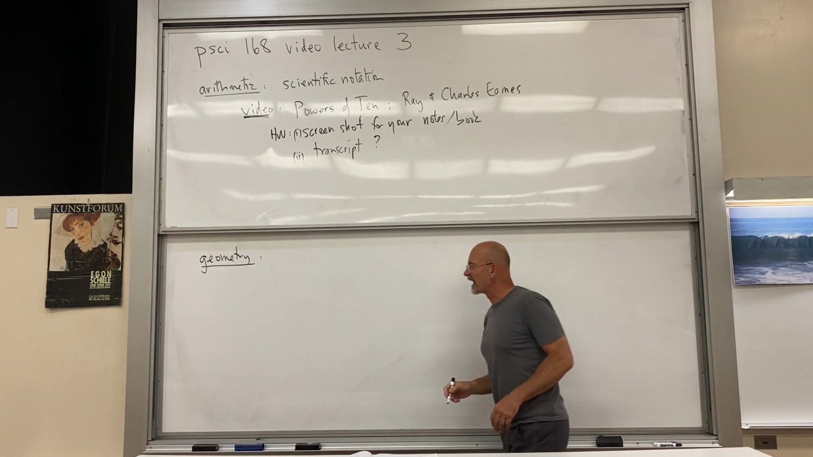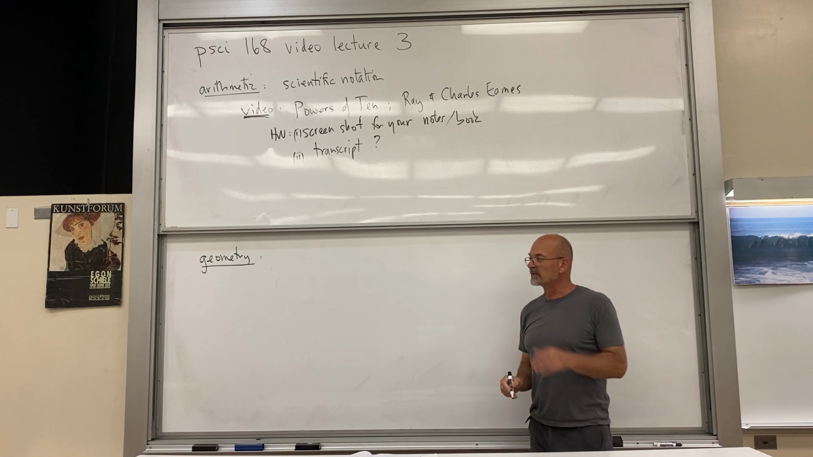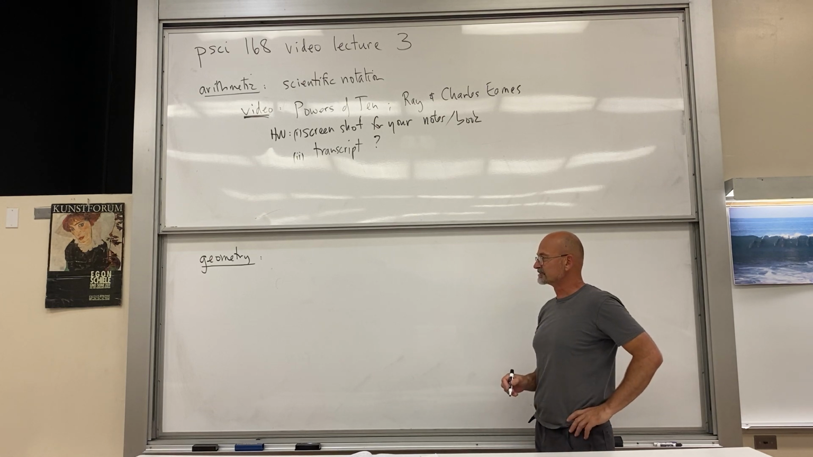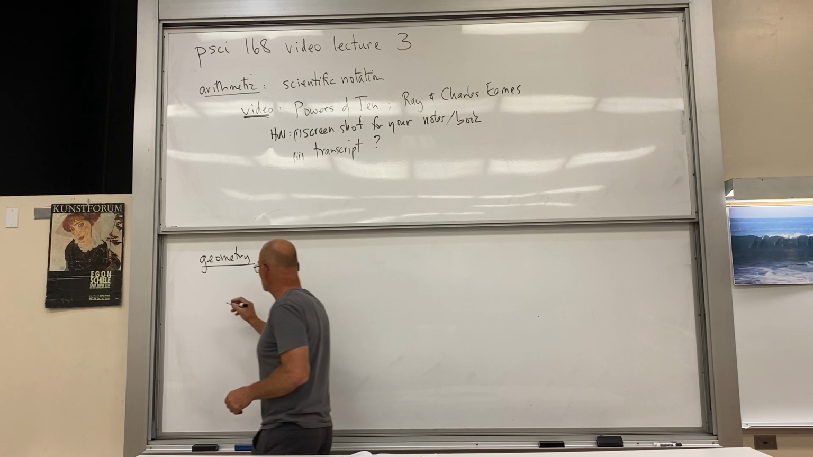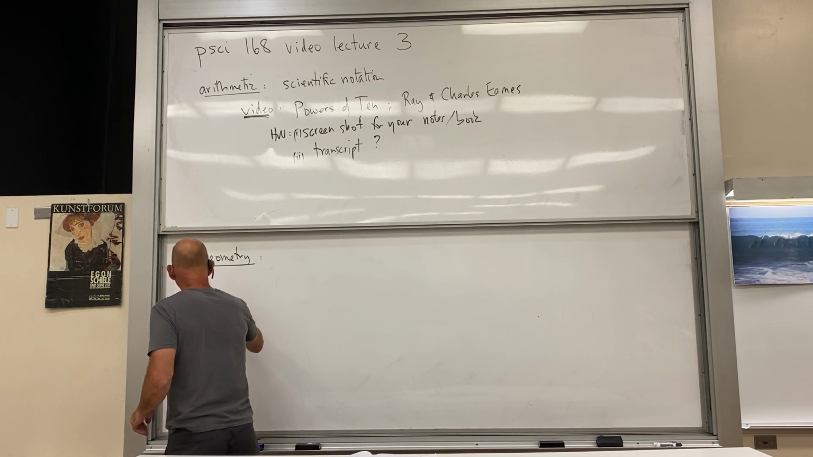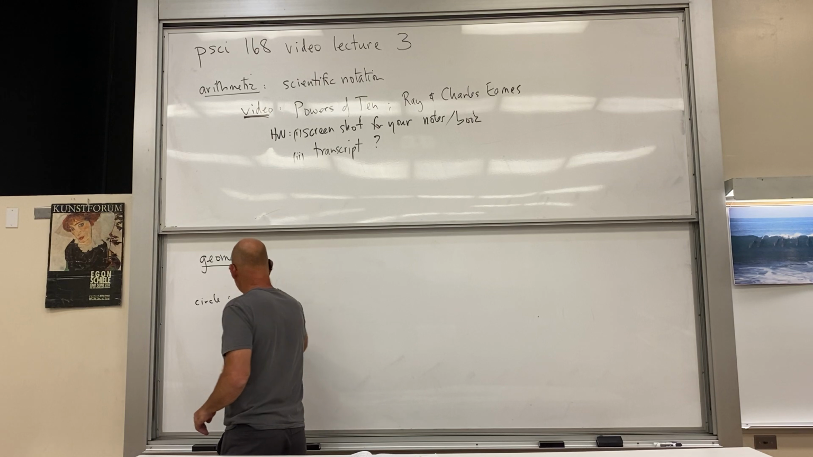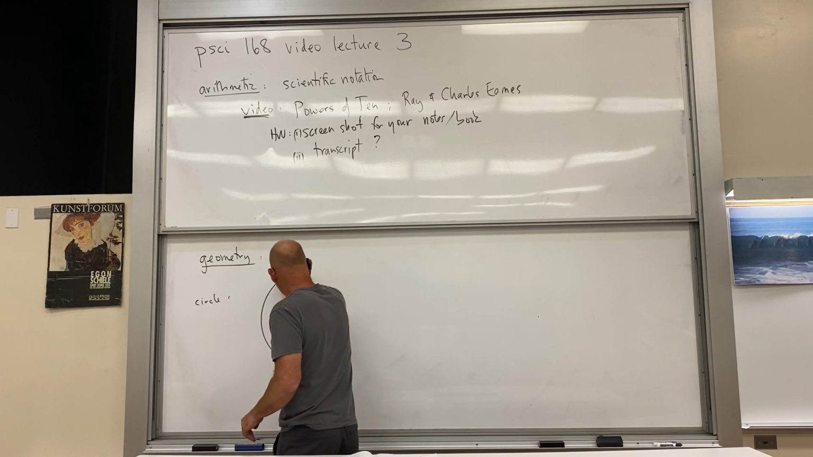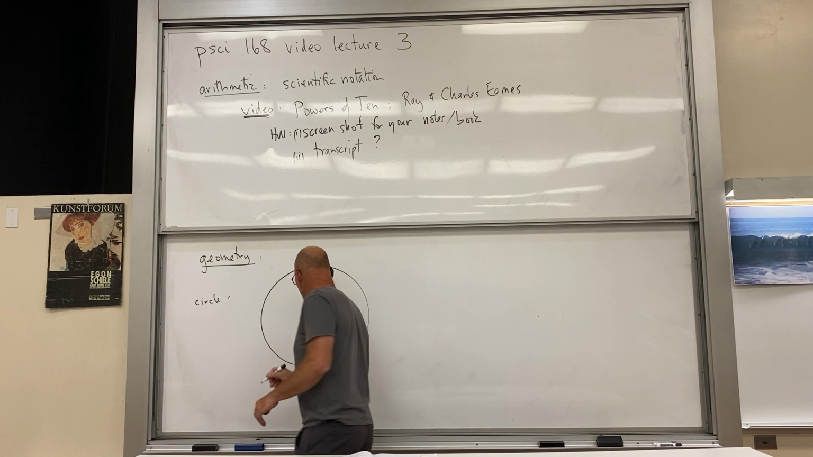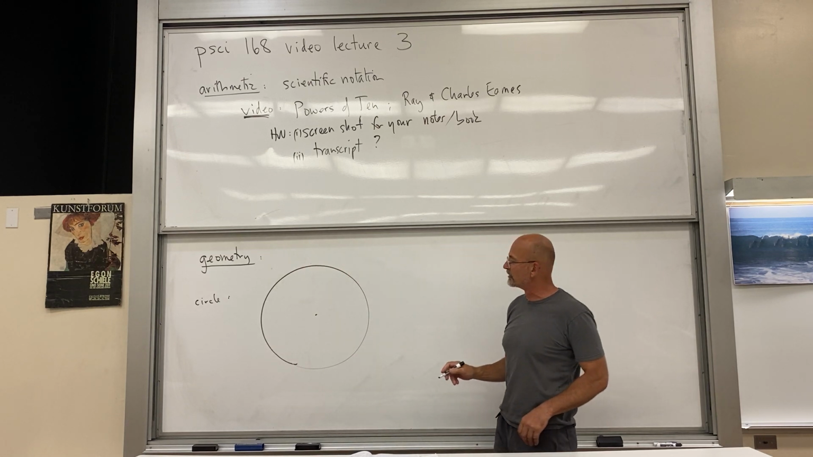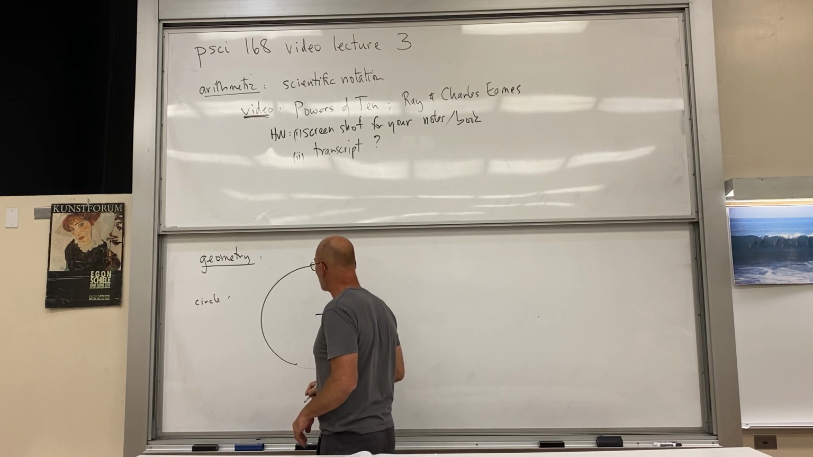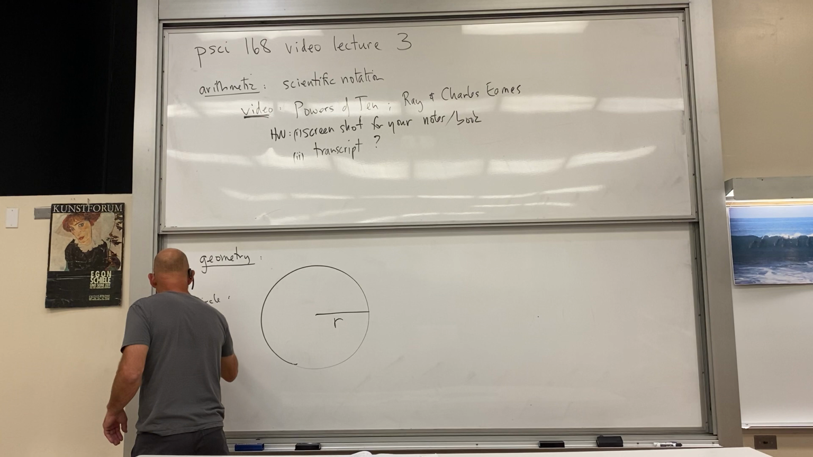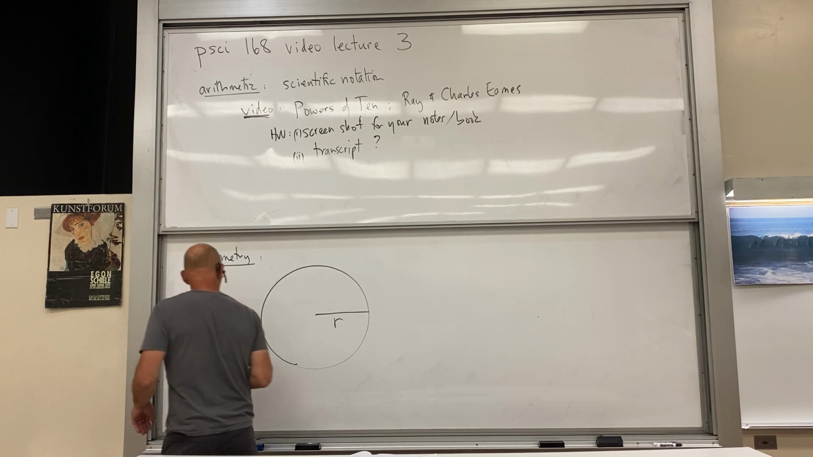I have given you some facts about geometry, circles and squares and stuff like that, rectangles. So what I want to do is discuss the circle and the number pi. So the circle is the set of points that are equidistant from one single point, which we call the center of the circle, and then we have a radius r. So circle, radius r.